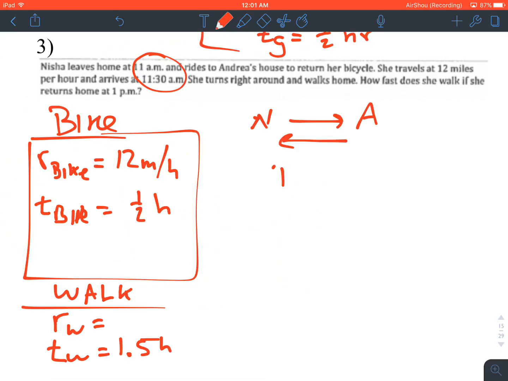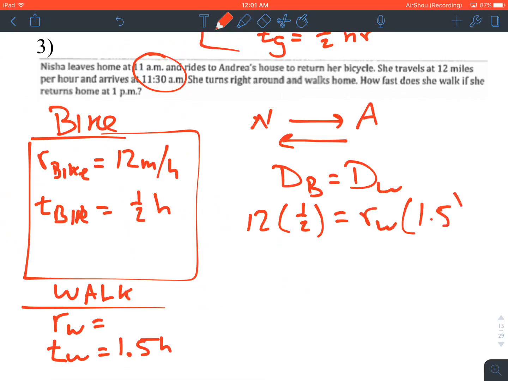So we know that the distance that she bikes has to equal the distance that she walks. Distance is rate times time. So she went 12 miles per hour for half an hour. The rate at which she walked, we don't know, but we know she did it for 1.5 hours. So this is 6 equals the walking rate times 1.5. If you divide both sides by 1.5, you're going to get 4. So she walked at 4 miles per hour. That was her speed.